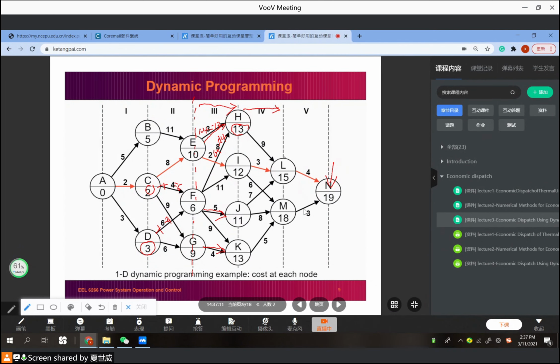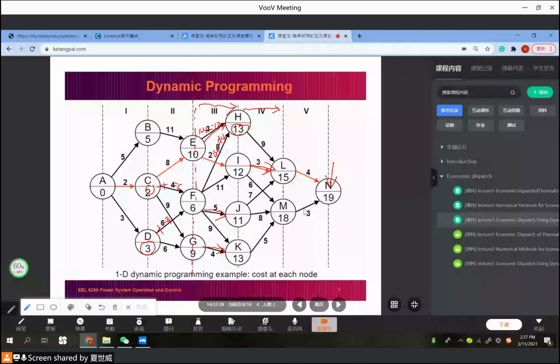Okay. So continue for the next stage. For point L, you can have 3 possible paths. From H to L will be 22. From I to L will be 15. From J to L will be 18, 11 plus 7 will be 18. So the best path will be here. Means that for L, the best path will be here.